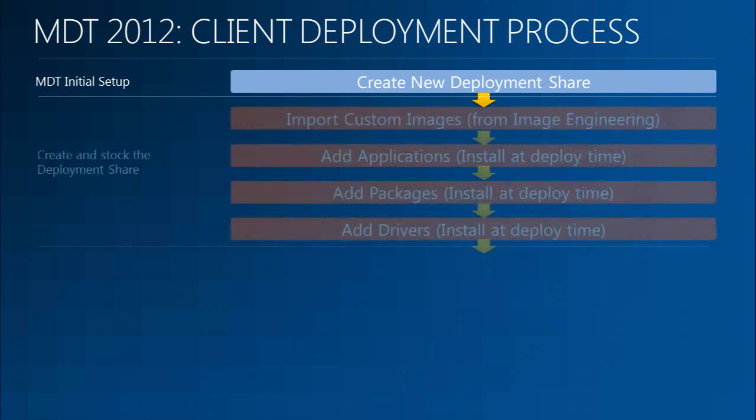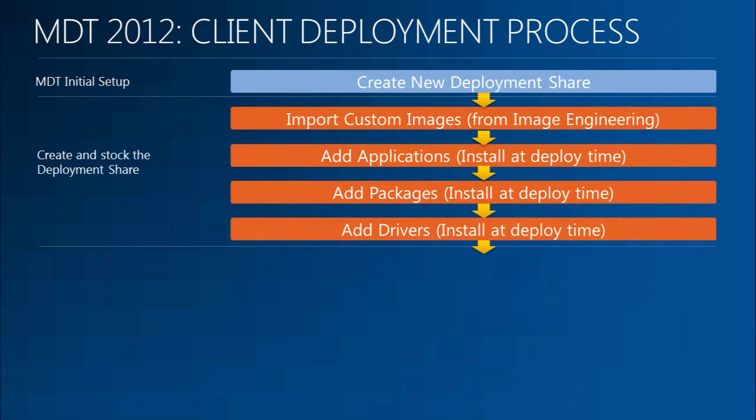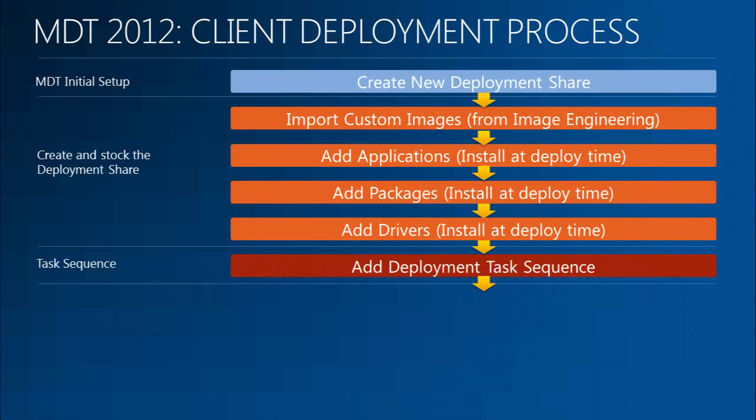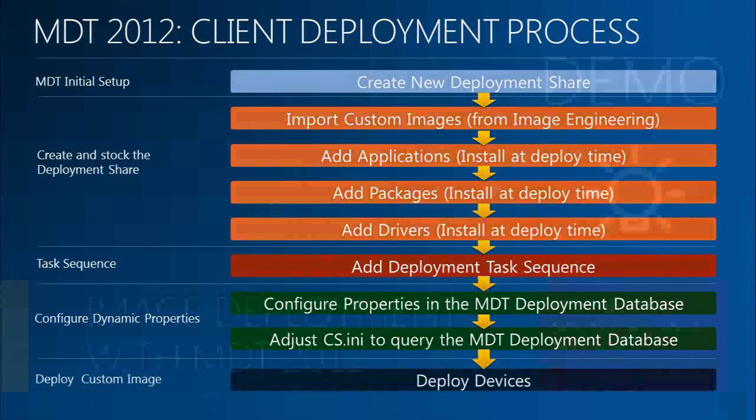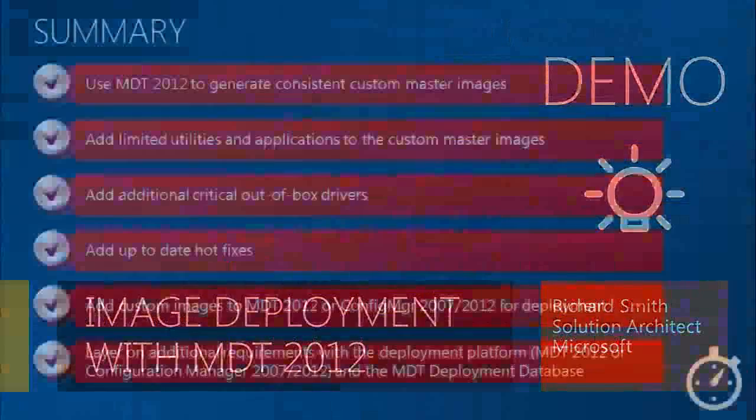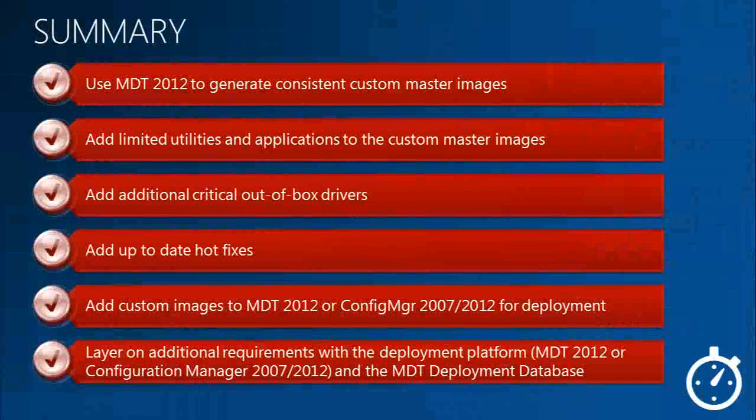We created a deployment share. We imported the image that we created in the first part of the demonstration, the image engineering process. We added some apps, some packages, some drivers. We created a deployment task sequence. We configured the properties in customsettings.ini, and then we ran the task sequence on a device. So that's what we saw in that demonstration. We've gone from image engineering to importing it back into MDT and deploying it with a new task sequence.